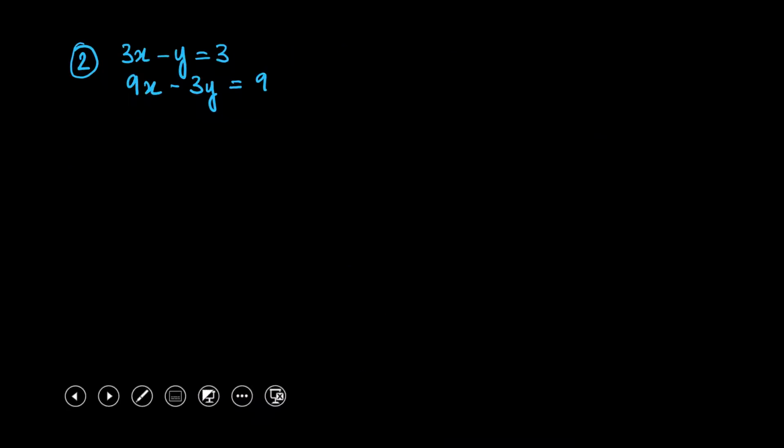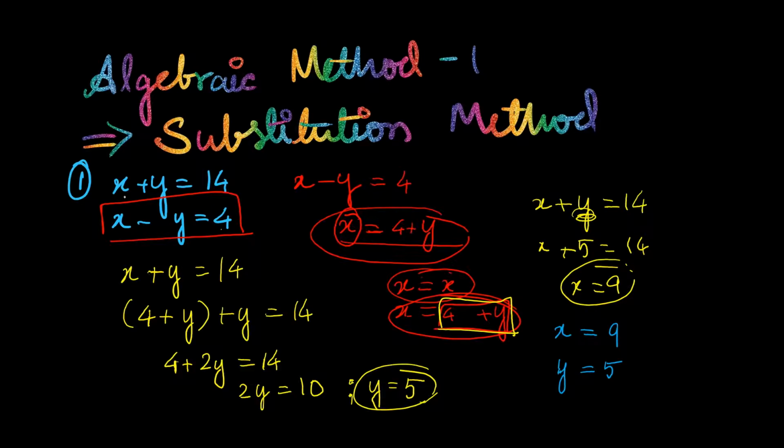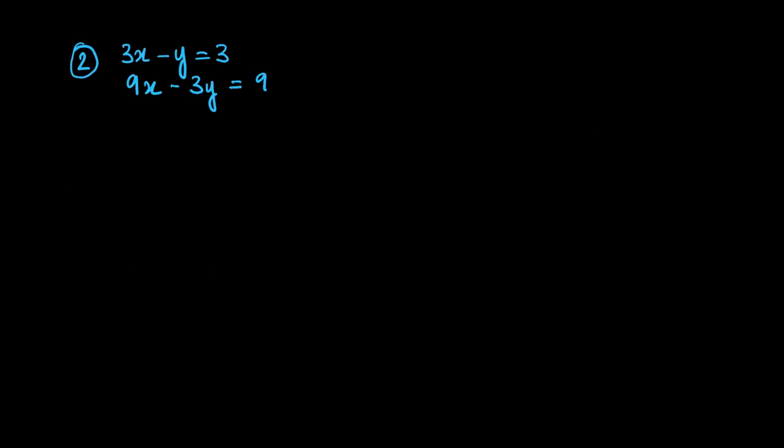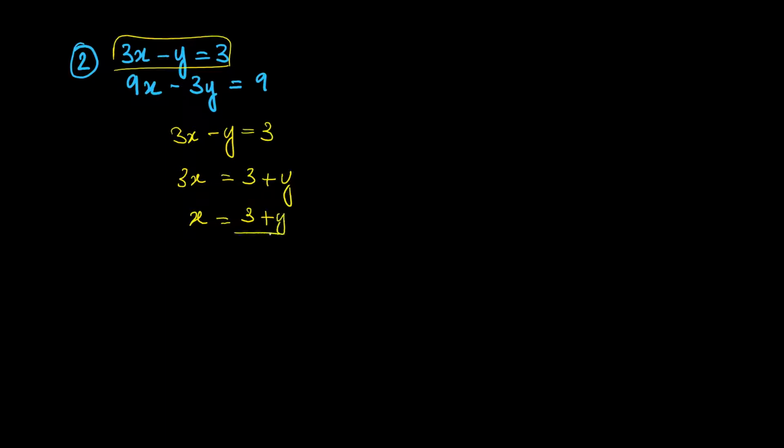Okay, in the next question, which is taken from NCERT as well, we are given a little bit of multiplication in these equations, but in the previous one it was directly plus or minus. So let us take this first equation, that is 3x minus y equals 3. Now when our y goes to the other side, I'm going to get 3x as 3 plus y, and I'm going to get my x as 3 plus y divided by 3, right?